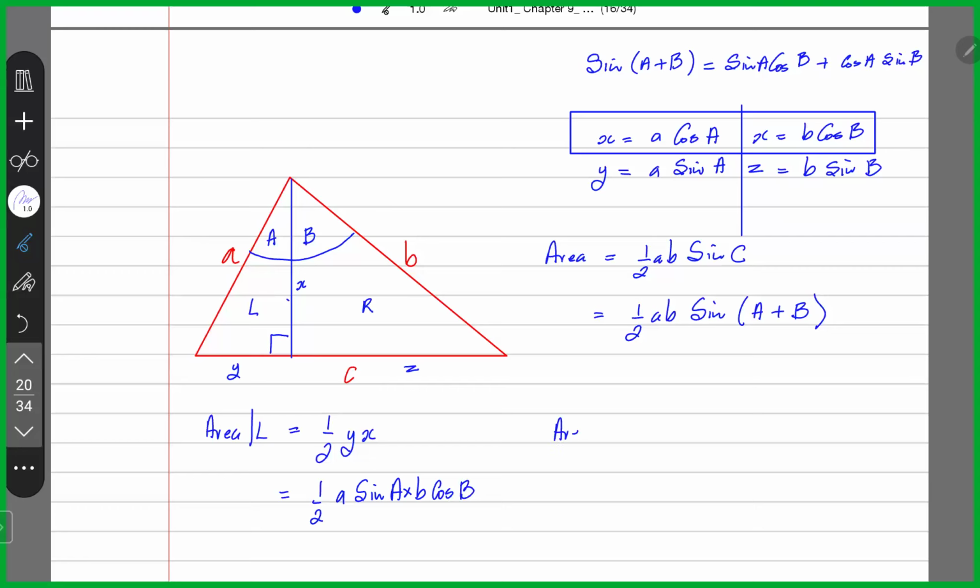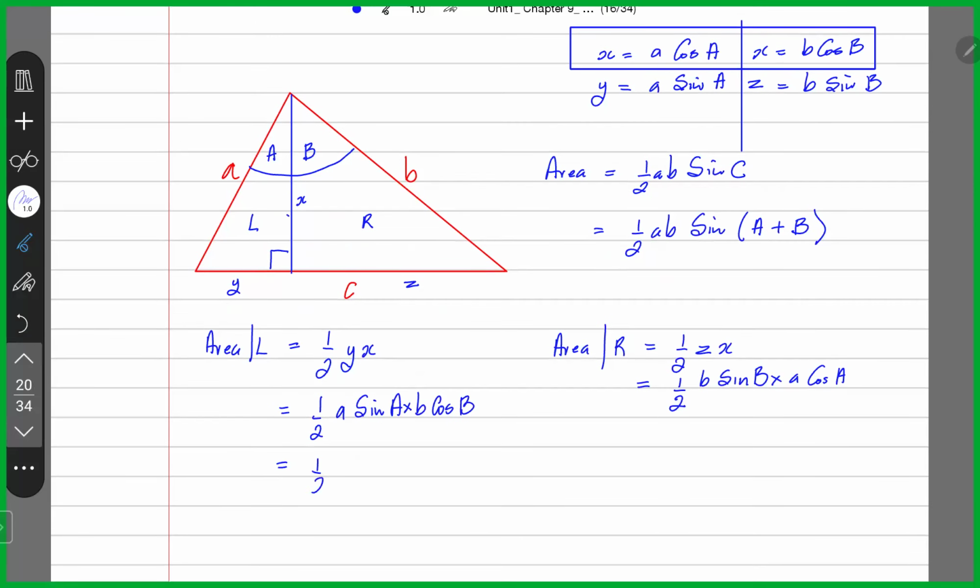Now, the area of R is equal to half the base Z times the height, which is X. So it is a half of Z, which is B sine B, and for X, I'm going to use A cos A. So here, this is a half AB sine A cos B, and over here, it is a half AB cos A sine B.